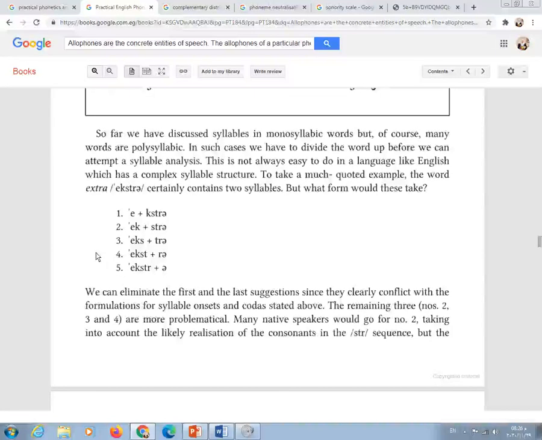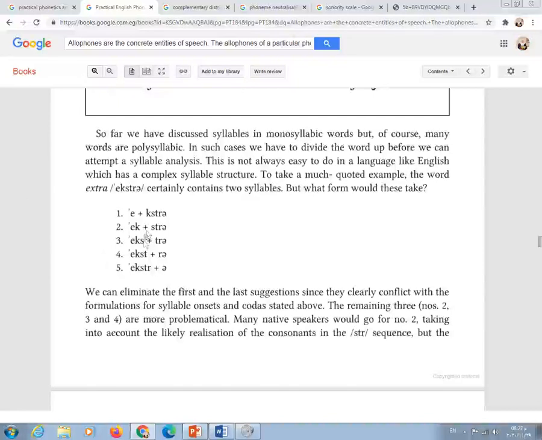Education, four syllables. The word syllables itself, three syllables, and so on. It's very easy to identify syllables by ear, but when it comes to identifying the structure, sometimes people do not agree. There is no consensus among people with regard to the boundaries of syllables.